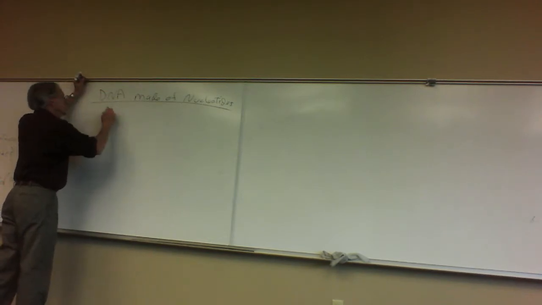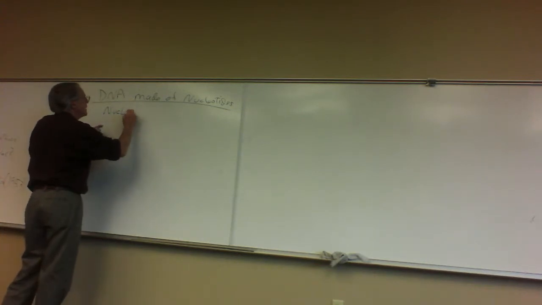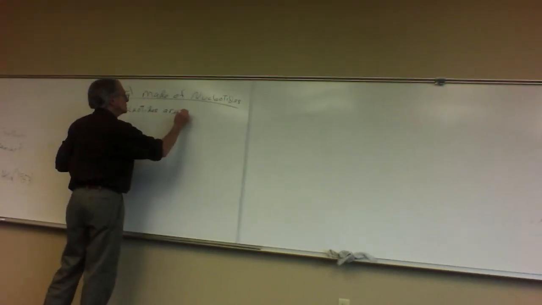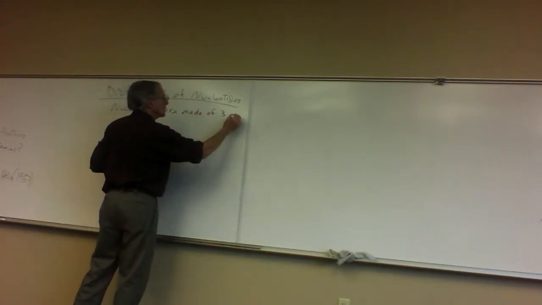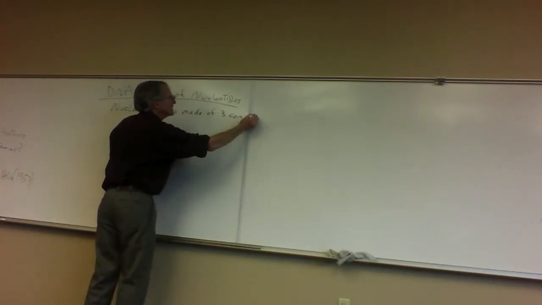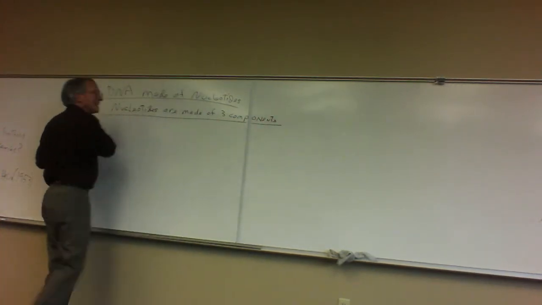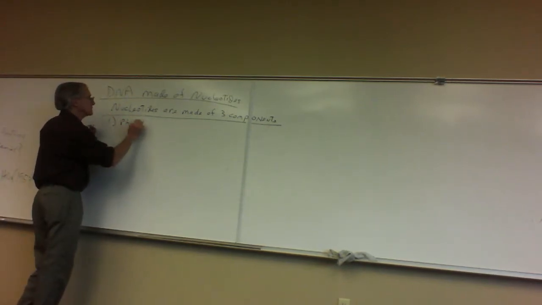Amino acid? I heard amino acid. No, that's a macromolecule. Those aren't monomers. Nucleotides are made of three components: a phosphate group, a sugar, and a nitrogenous base. Okay, a five carbon sugar.